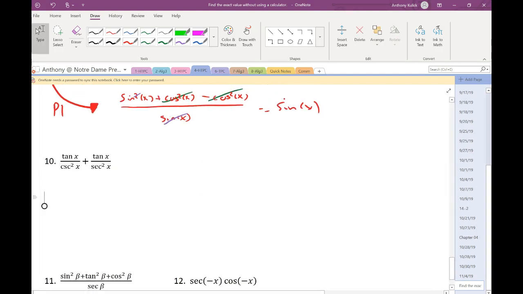Number 10. There's a fast way to do 10, and then there's every other way to do 10. Well, let's see if you can see what the fast way is going to be. Take a look at it. I can do this using 3 steps and 4 identities. Wait a minute. Did I say 4 identities? Only 3. My apologies.